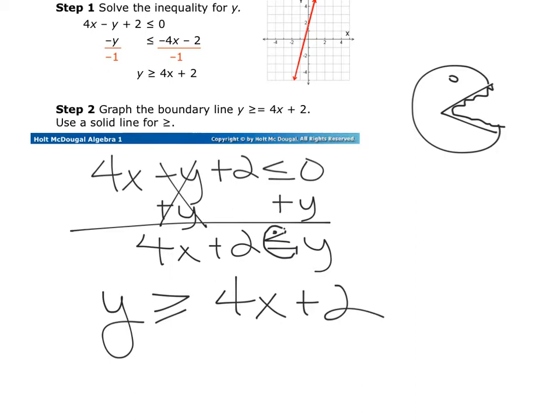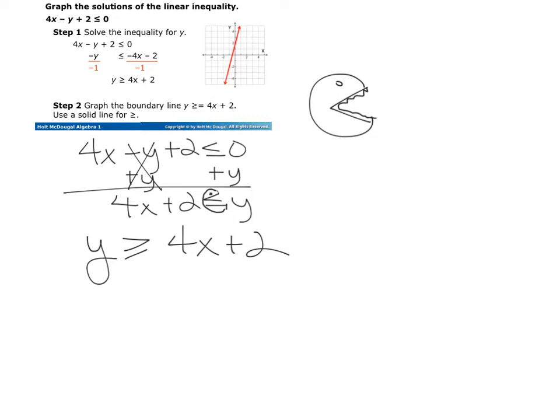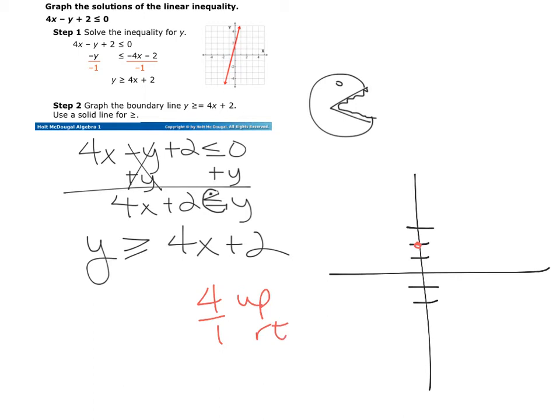I need to graph this thing. Where does my first point go? Positive 2. Good. From that positive 2, how do I move? Up 4. Over 1. Good. So from the positive 2, I'm going up 4 and to the right 1. Is it going to be a solid or a broken line? Solid. Solid line. Connect your dots. Make the boundary line. Now it's greater than or equal to. So am I going to shade top or bottom? Top. So I'm going to shade the top.